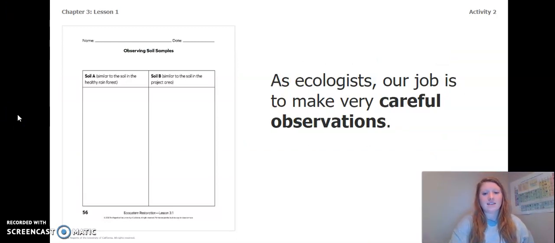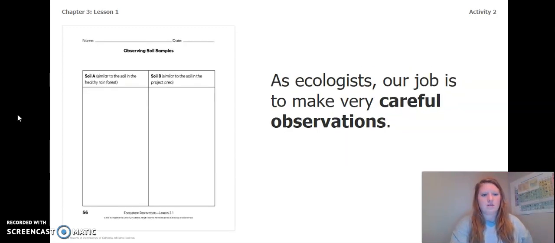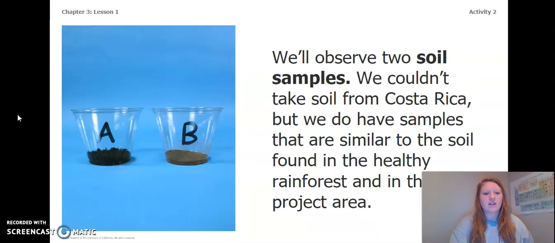As ecologists, our job is to make very careful observations. You are going to be using this table to make your observations. You can find it in your activity packet. So let's go back and look at this image. What do you notice about soil A and soil B? Pause the video to make your observations.